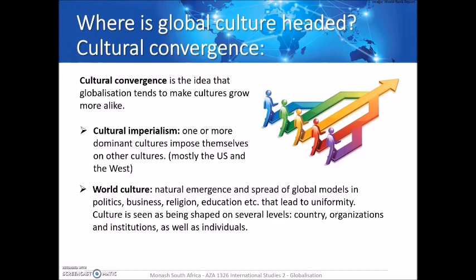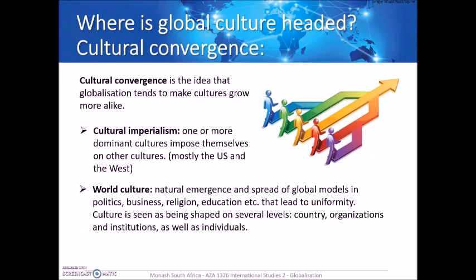One is the idea of cultural imperialism, which is really the understanding that one or more dominant cultures impose themselves on other cultures. So in our case, the US and the Western culture has basically imposed itself on the rest of the world and is dominating other cultures. This is one way of seeing cultural convergence.